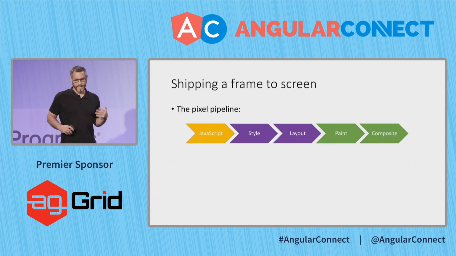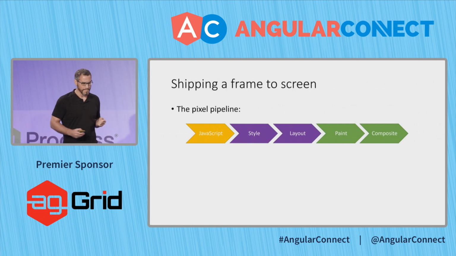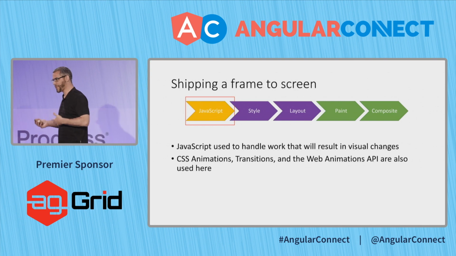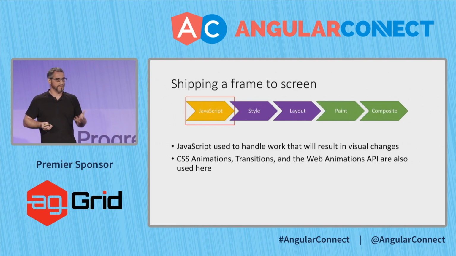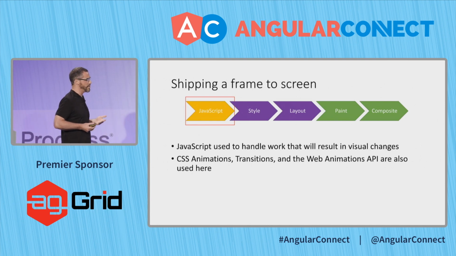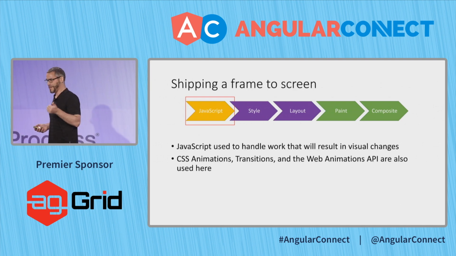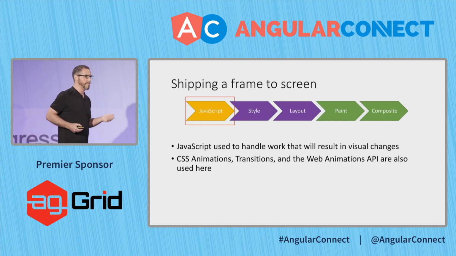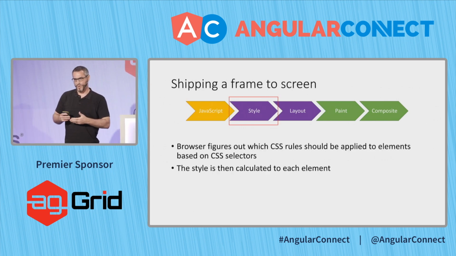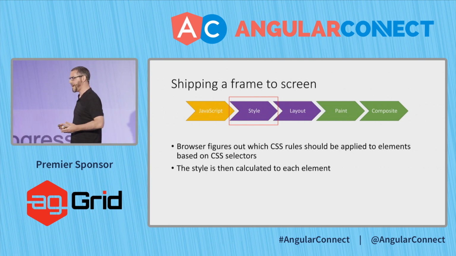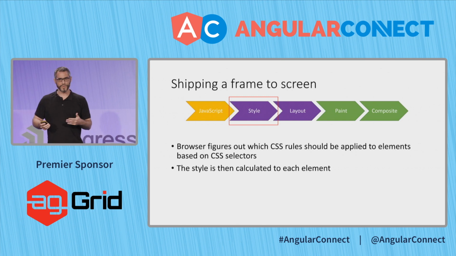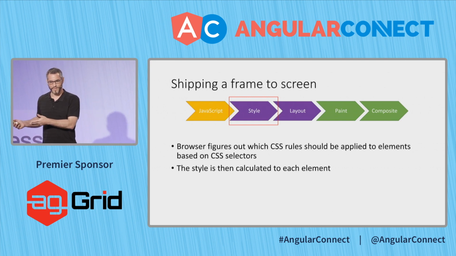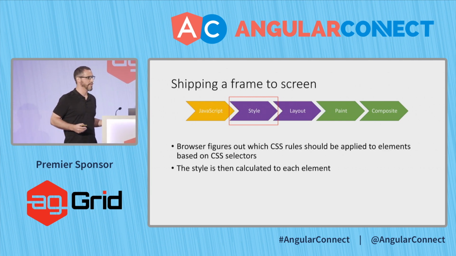Now, each and every browser ships the frame to the screen in the following process. This is called the pixel pipeline. First of all, JavaScript. The JavaScript will handle the work for you for every interaction that the user is doing, and it will run some stuff that you're doing in order to create visualization or visual changes. These things also occur when you change CSS transitions or use CSS animations or the Web Animations API. The second step is the style, okay? The browser figures out, according to your CSS selectors, how to draw the elements in the page, meaning draw the content of the elements and where the elements should be, okay?